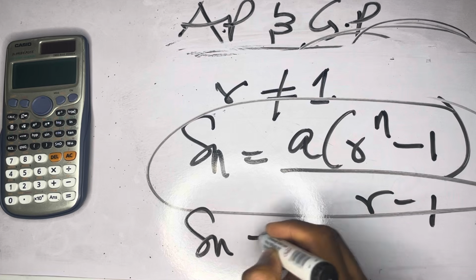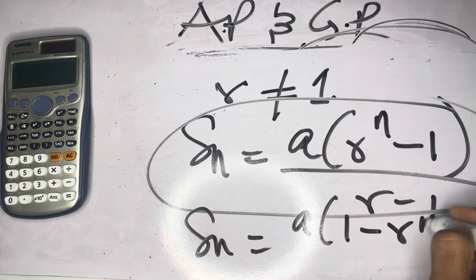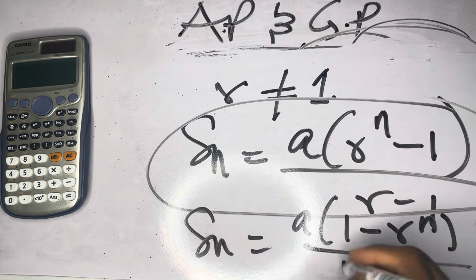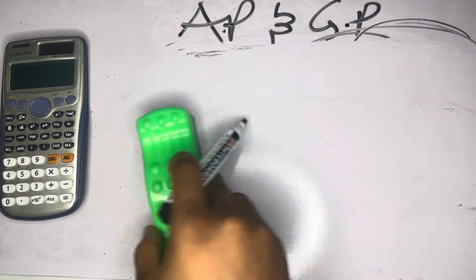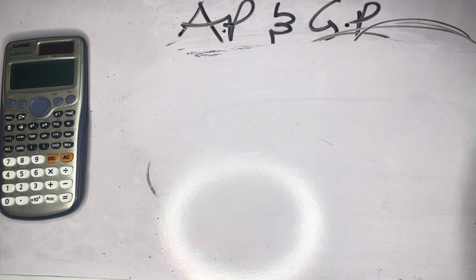Or we can say Sn is equal to A (1 minus R^n), close bracket, divided by 1 minus R. All right, 1 minus R. So either of these formulas can work. Don't worry, it will become more realistic when we start solving examples.